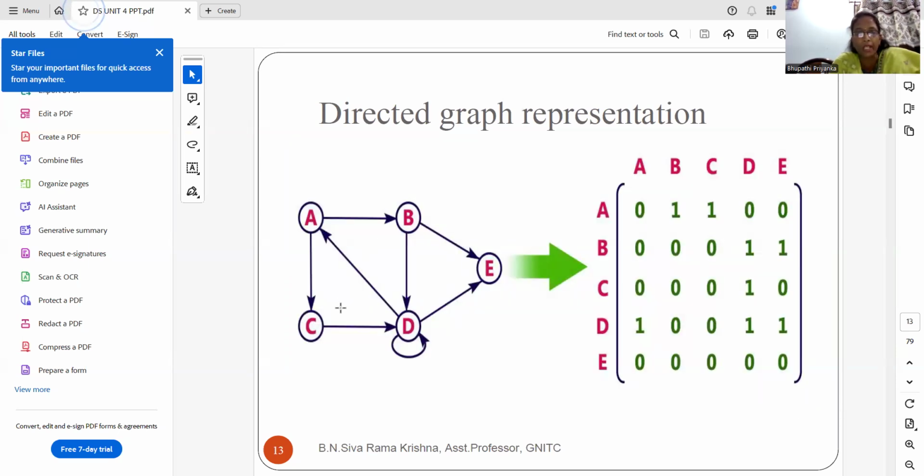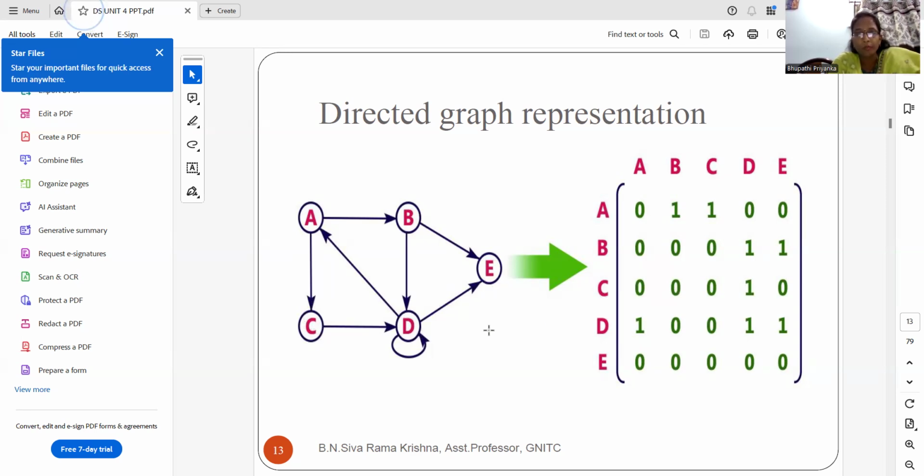Next, C to A. We have an edge between C and A, but it is not in the direction of A. It is in the direction of C. So 0. Next, C to B, we don't have any edge between C and B. So 0. C to C, we don't have any self loop. So 0. C to D, we have an edge and it is showing towards D. So C to D is 1. Next, C to E, we don't have any edge.